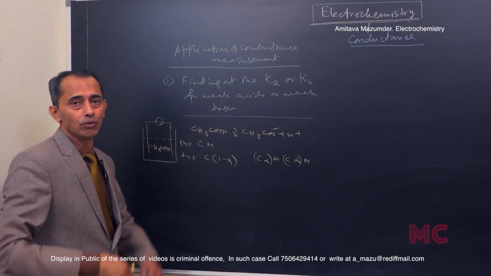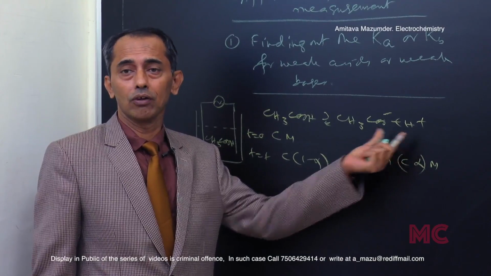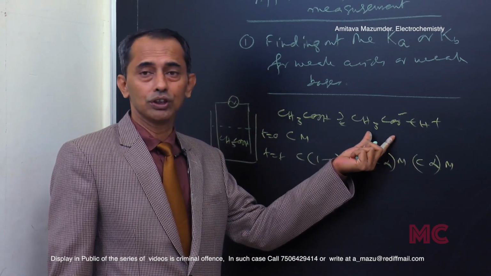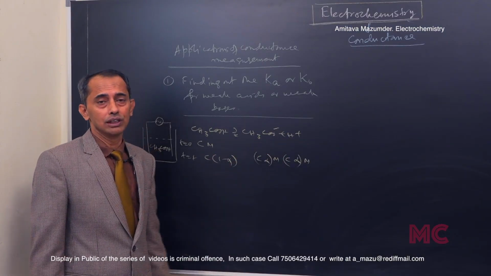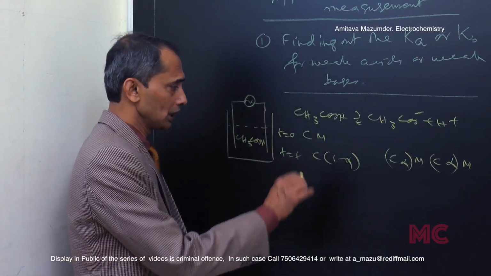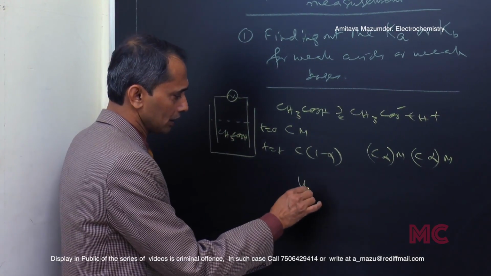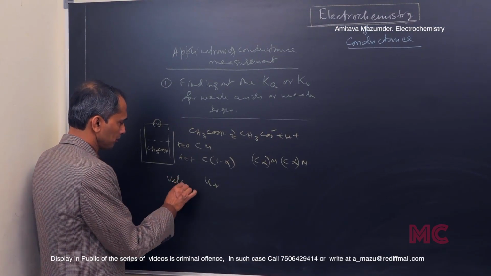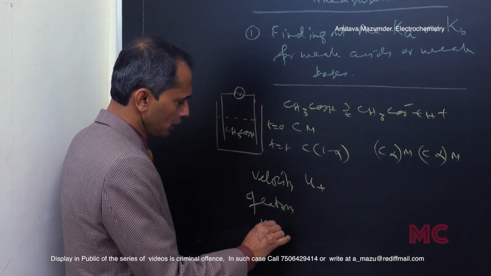Now we know the undissociated acid cannot carry electricity. Electricity can move through the solution by the ions, and of course if the ions are more in number, conductance increases with increased dilution. Quite naturally. But here, let's say I am taking the velocity of the cation under unit potential gradient as U plus, the velocity of cation under unit potential gradient.